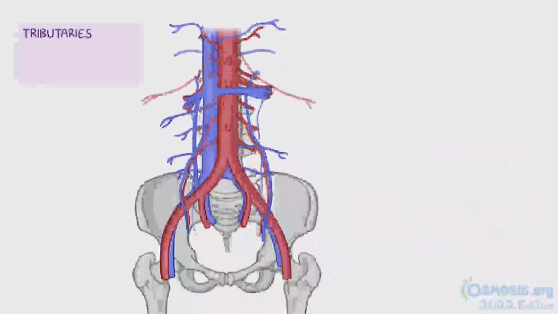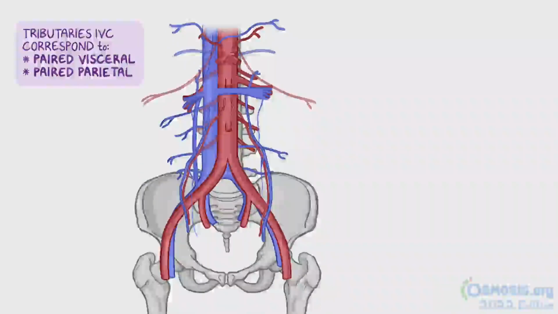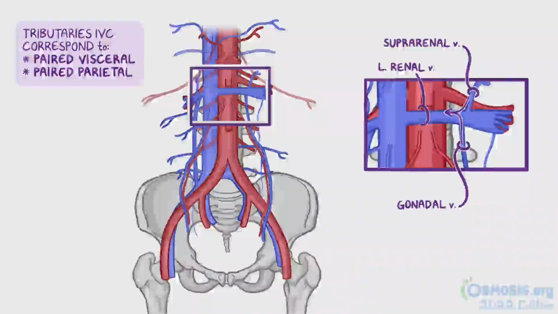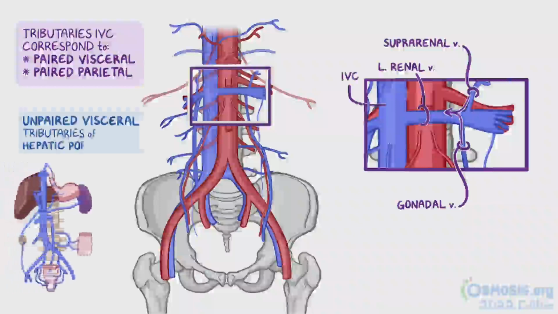The tributaries of the inferior vena cava correspond to the paired visceral and parietal branches of the abdominal aorta. The left suprarenal vein and gonadal vein drain directly into the left renal vein, and then to the inferior vena cava. The veins corresponding to the unpaired visceral arteries are tributaries of the hepatic portal vein.